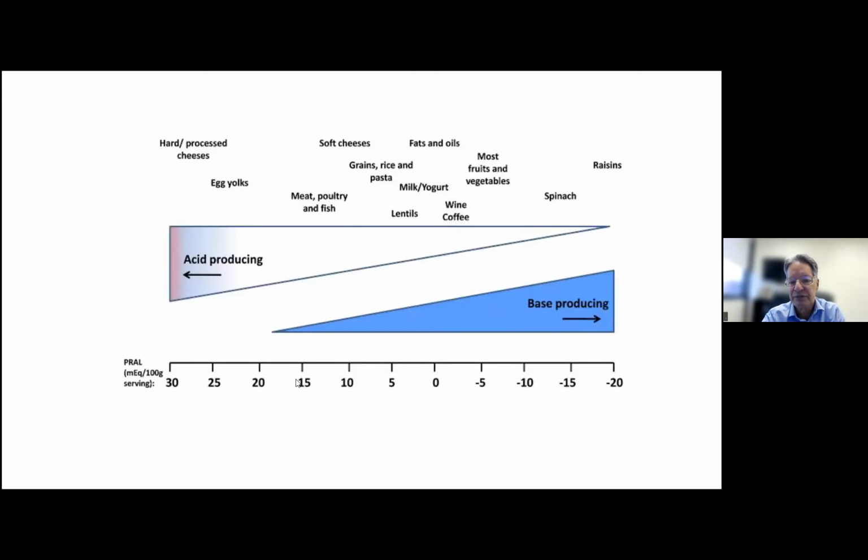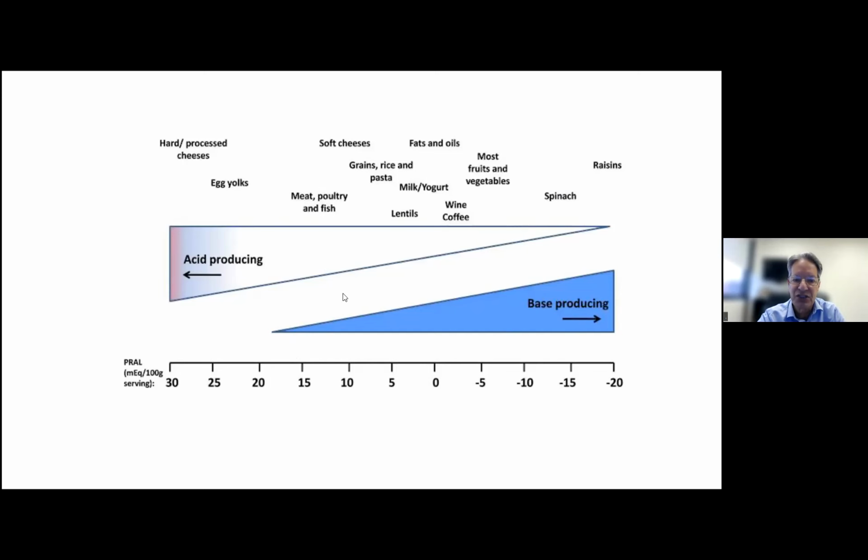Now, the proton input into the blood is not a fixed number. It depends what we eat. People come up with these kinds of charts where you have acid producing foods and base producing foods. If you're eating cheeses and egg yolk, meat and fish, you're going to be producing a lot of hydrochloric and sulfuric acid, as opposed to vegetables, spinach, raisins. They produce bicarbonate. So you don't have a proton load if you're just eating these things. And we eat a combination of these things.